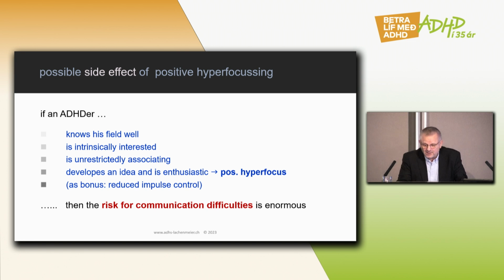So if an ADHDer knows his field well, is intrinsically interested, is unrestrictedly associating, develops an idea and is enthusiastic about it, and has a complete hyperfocus on it, and as a bonus has reduced impulse control, then the risk of communication difficulties is enormous.